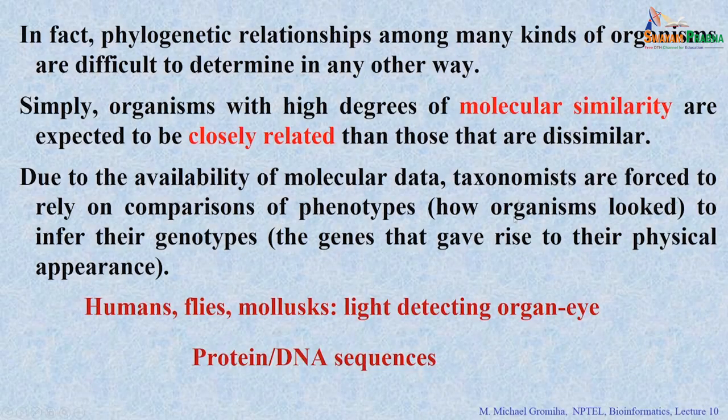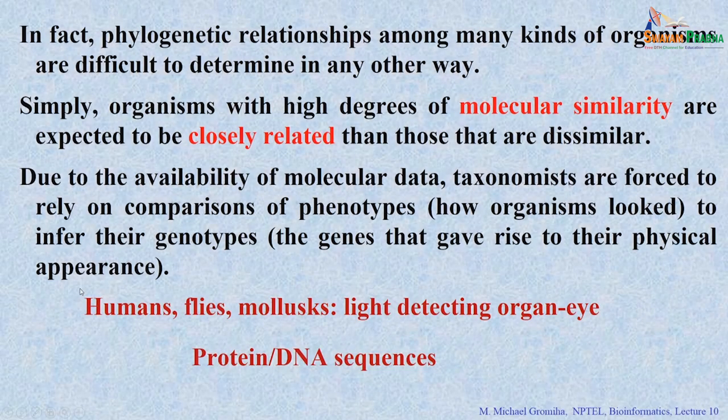Due to the availability of data, the taxonomists first started to construct trees, right? They relied on the comparison of phenotypes, like how the organisms look, to infer the genotypes. What gives this type of appearance? Likewise, in the family tree, as I showed earlier, you look at how they look, then try to compare. Okay, these two are similar to each other, right?